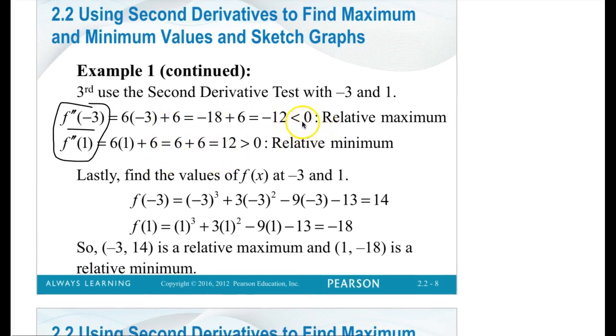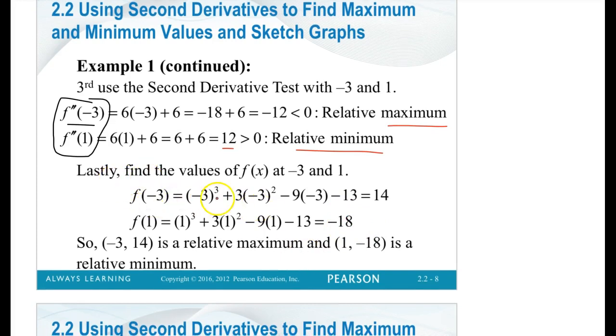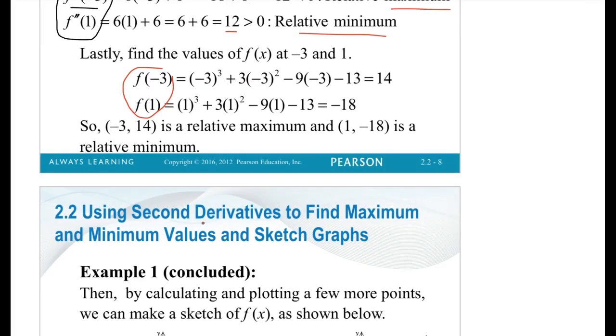And then you have, this is negative, so -3 is going to be a maximum. At 1, since it was greater than 0, it's a minimum. That goes back to theorem 5, the second derivative test for extrema. And then, of course, you can find the actual points by plugging -3 and 1 into f. That gives you those actual points.